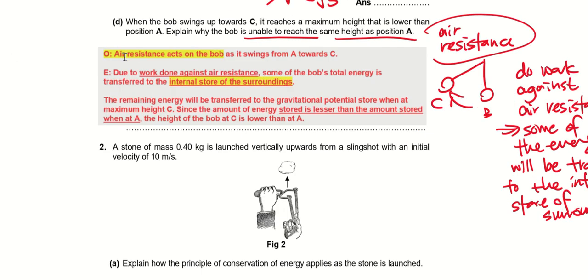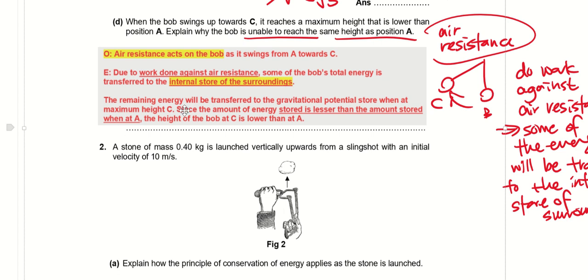So the observation is that air resistance acts on the bob as it swings from A towards C, right? Not just from B to C, but from A to B to C and back to B to A, there's always air resistance, because it's moving in air. So the explanation: due to work done against air resistance, right? Air resistance is a force, but I need energy to do work against this force. So some of the bob's total energy is transferred to the internal store of the surrounding. That means this energy is transferred out of the pendulum bob and into the internal store of the surrounding.